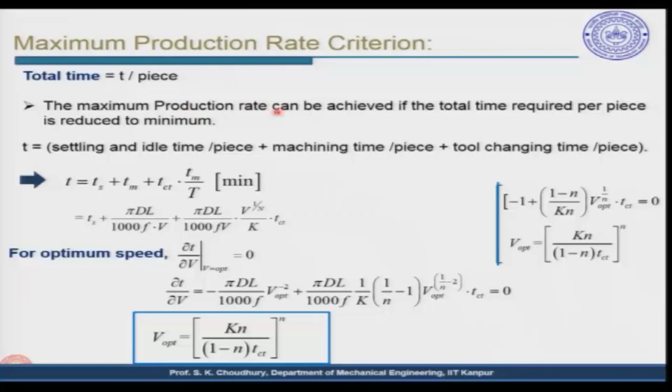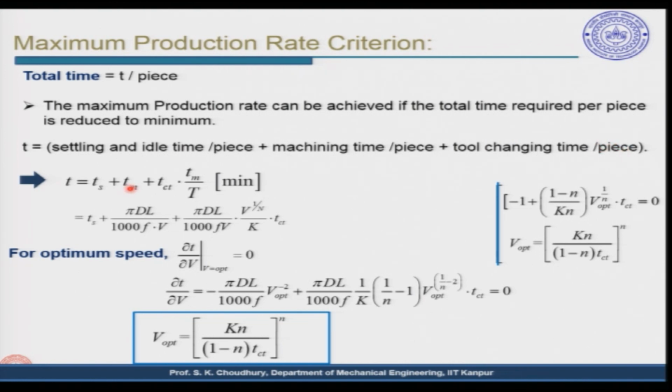The maximum production rate can be achieved if the total time required per piece is reduced to a minimum. The total time taken to fabricate the part is equal to the settling and idle time per piece plus the machining time per piece plus the tool changing time per piece. These are the three components of time involved in the total time. The settling time is Ts, the machining time is Tm, and the tool changing time is Tct, which has to be multiplied by the number of times we are changing the tool. This is the machining time per piece, and this is the tool changing time per piece.